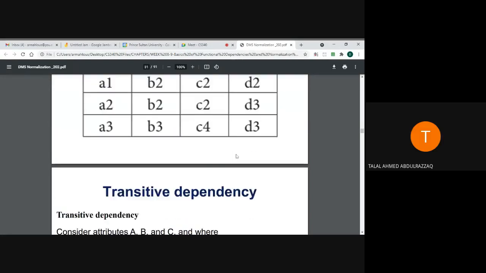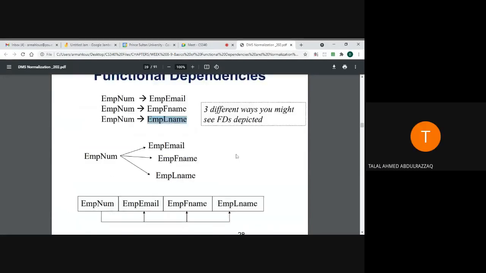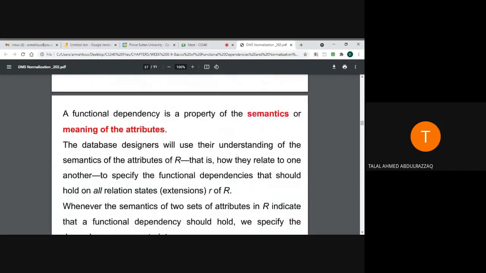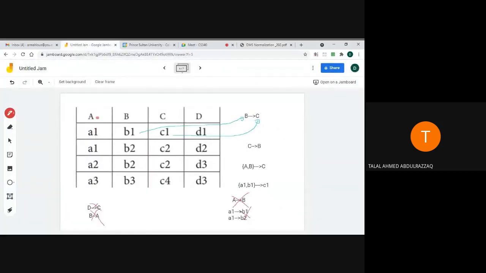Okay, now, what if we say A to B? We have two different. We already explained it. A to B: A1 gives me B1 and A1 gives me B2, which is different. B1 is different from B2. So A to B is not considered a functional dependency.